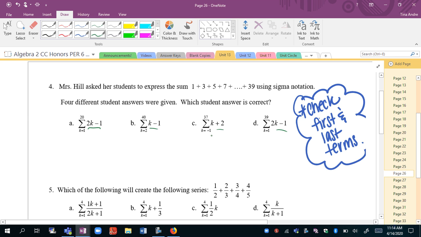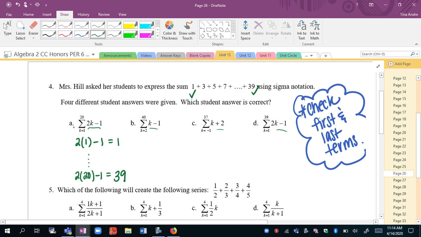But a quick way is really just check the first and last terms. So if I plug in the first, so k equals 1, I plug in 1 for k. Okay, well that means I get 2 minus 1, so I get 1. And that's good because that matches the first term. If I check the last term, that would mean plugging in 20, so there'd be all these in between terms. So that gives me 40 minus 1, and that just so happens to give me the last term.